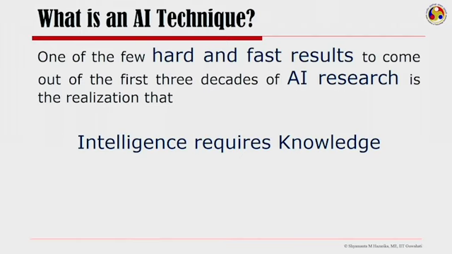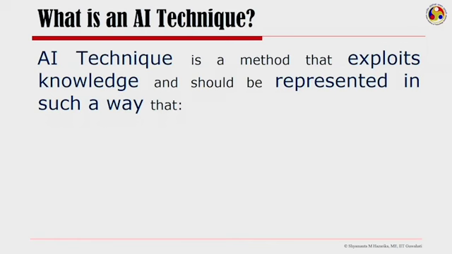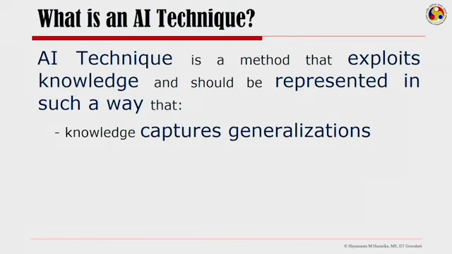One of the few hard and fast results to come out of the first 3 decades of AI research is the fact that any such intelligent program that one needs to write requires knowledge. This is a very interesting idea, that knowledge, if you have it in a program, can give rise to intelligence. An AI technique, therefore, is a method that exploits knowledge, which should be represented in such a way that it captures generalization.